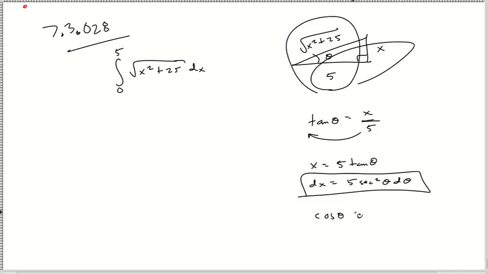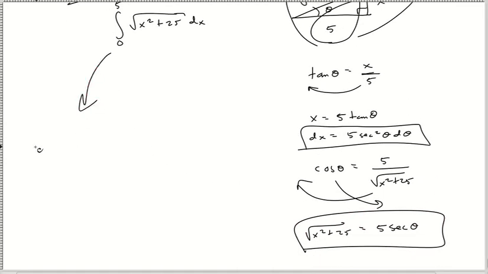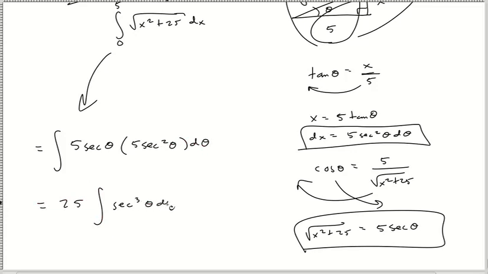My cosine theta is equal to 5 over the square root. What I want is the square root by itself so I can plug it in. So I'm going to do that. And I got my square root is equal to 5 secant theta. Again, cosine at the bottom is a secant on the top. So these guys right here I'm going to plug in. Here we go. So now this is equal to the integral of 5 secant theta, and then times 5 secant squared theta d theta. So ultimately here, we got 25 integral of secant cubed theta d theta.